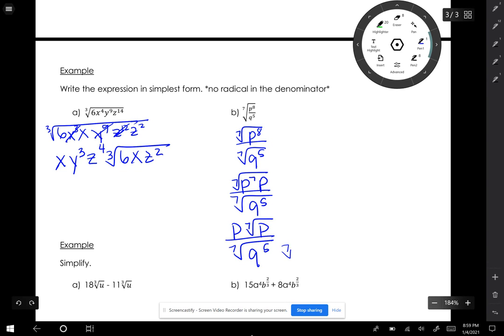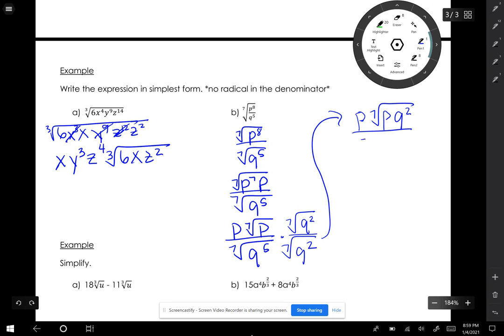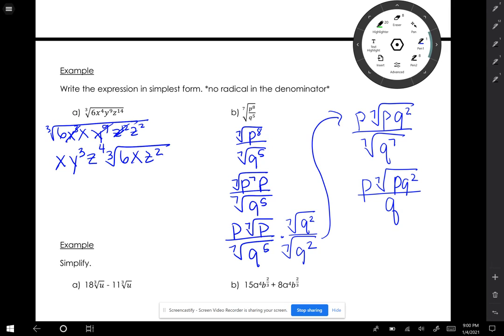So to fix that, I'm going to multiply by the 7th root of q squared, because q to the 5th times q squared will give us q to the 7th. Whatever we do to the bottom, we have to do to the top as well. So when I multiply this out, I have that p on the outside still, and then under the 7th root, I'm going to have the p and the q squared. Now on the bottom, it becomes the 7th root of q to the 7th. So we can simplify now to get rid of the root, which means on top we still have the p times 7th root of pq squared, but the bottom becomes a q. And that is your final answer now that the root is out of the bottom.